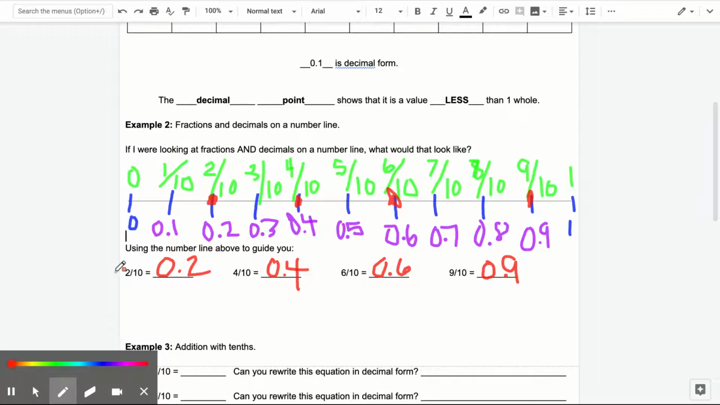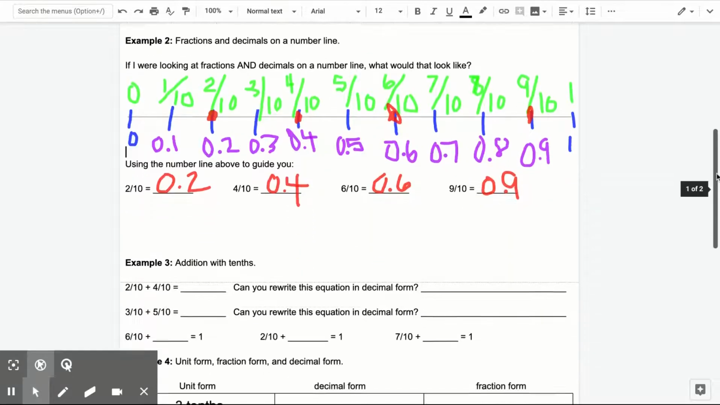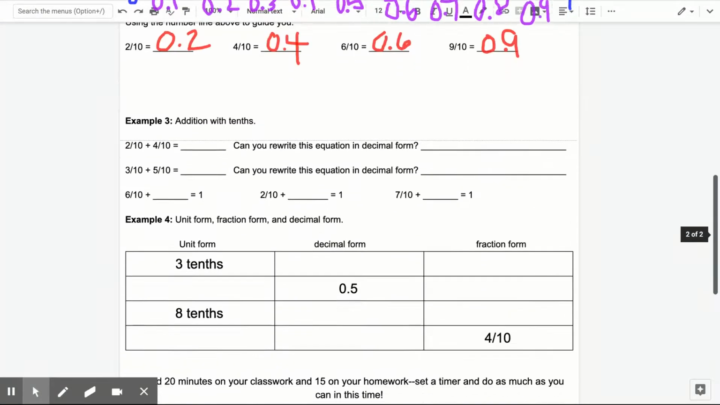All right, I am going to need to scroll down. Let's see if it'll let me. Awesome.